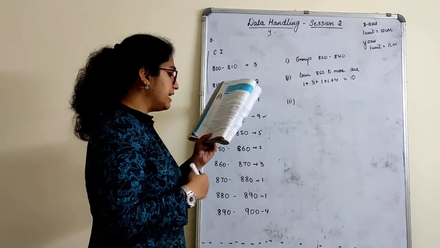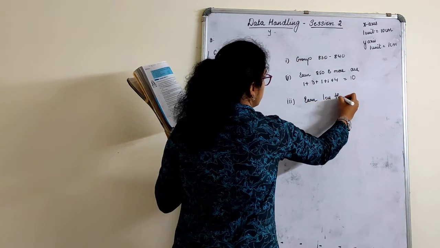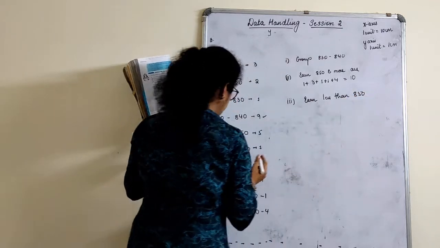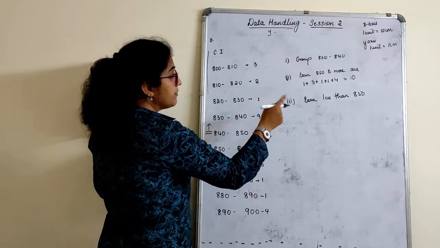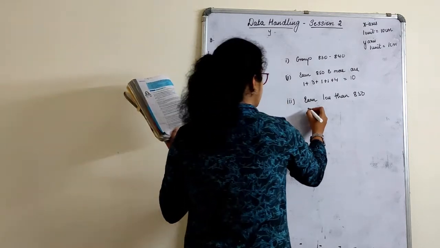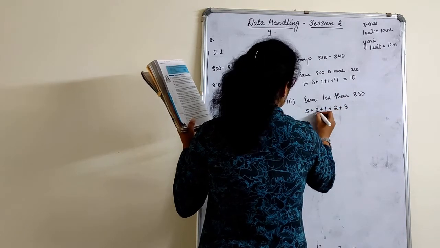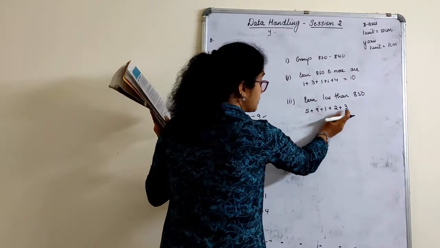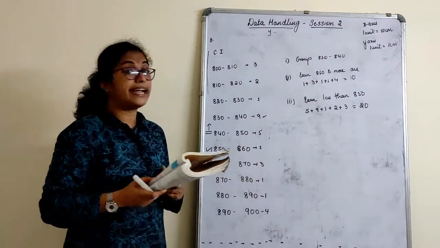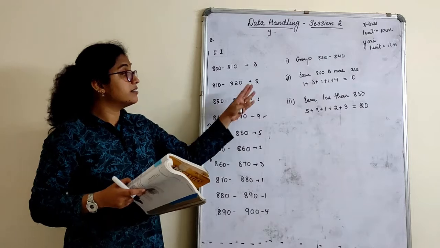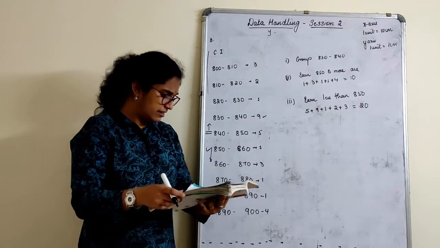How many workers earn less than 850? Earn less than 850. That means it comes from here onwards. How many workers earn less than 850 will come in this only. So that is 5 plus 9 plus 1 plus 2 plus 3. 9 plus 1, 10. 10 plus 5, 15. 16, 17, 18, 19, 20. So 20 workers earn less than 850. Very clear, children? Look at the next one and the last one.